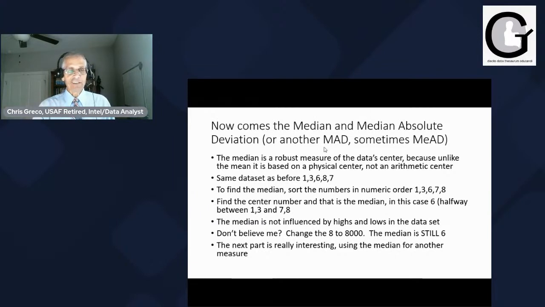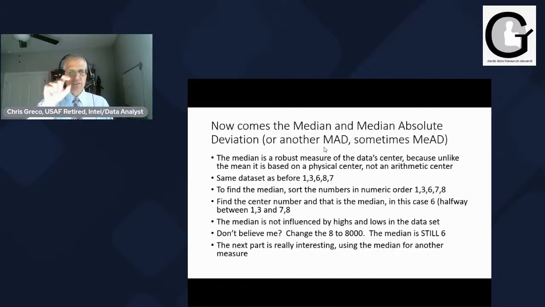So basically 6 is the median. Now, remember, if you look back, the mean was 5. Well, the median's 6. The median is not influenced by the high or lows.